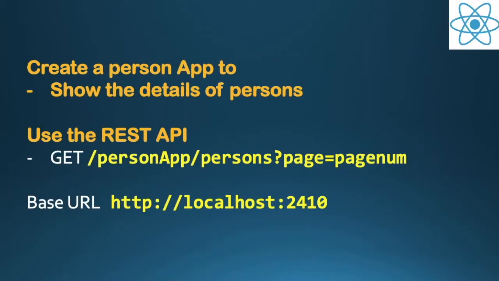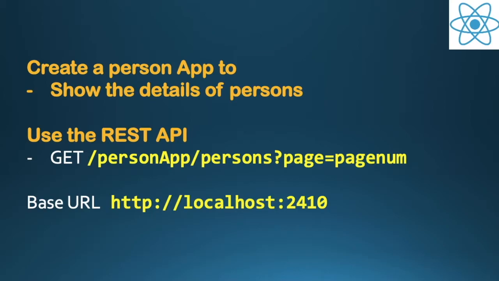Let us look at the next exercise. Create a person app to show the details of persons. And we will use the REST API GET /personapp/persons?page=page to get the details of the persons. And the base URL is http://localhost:2410.